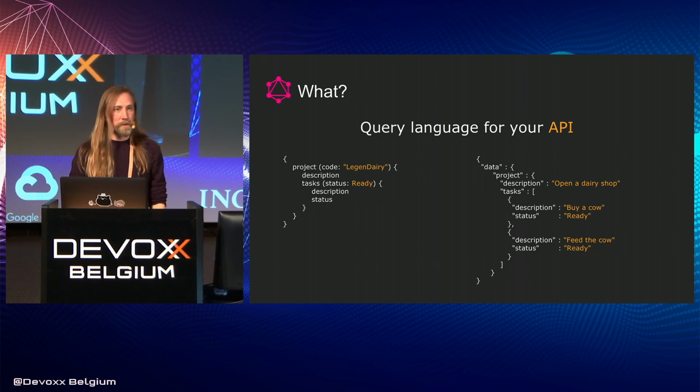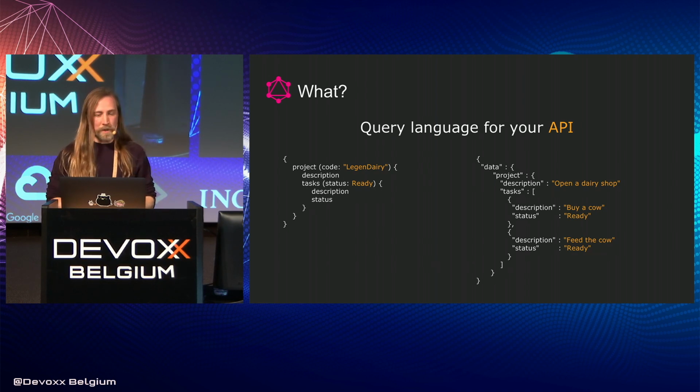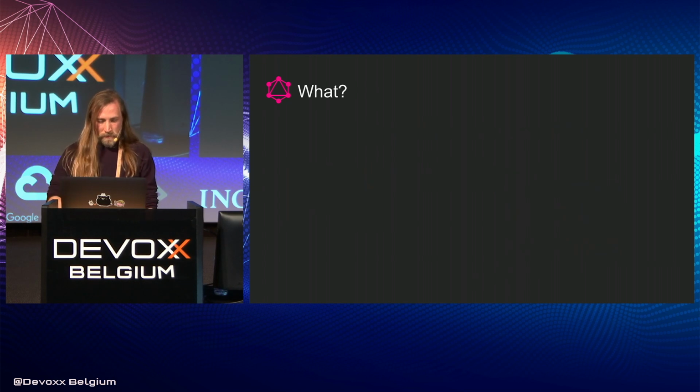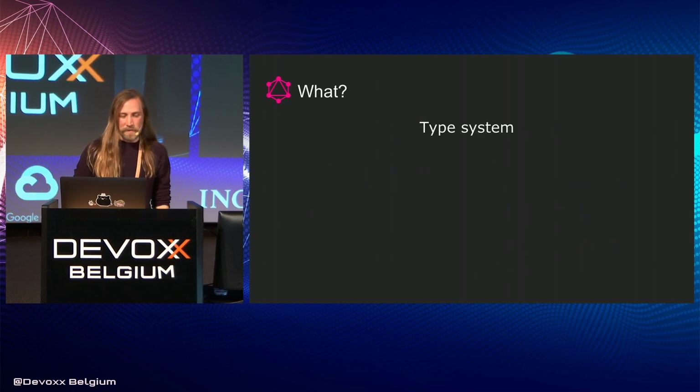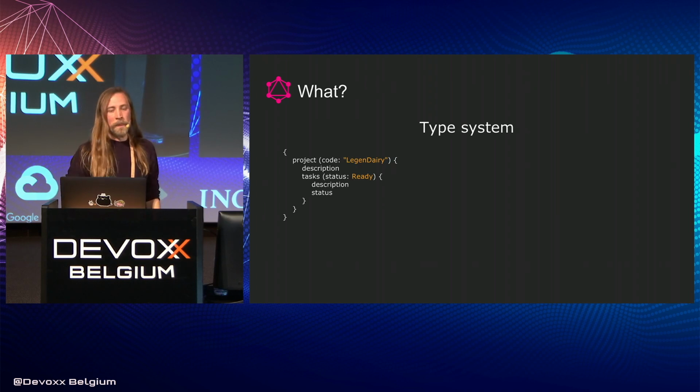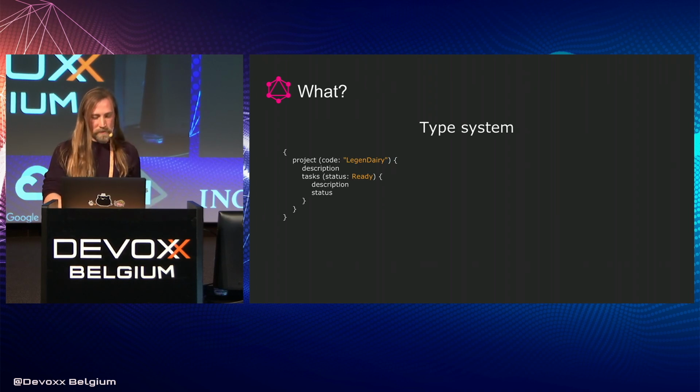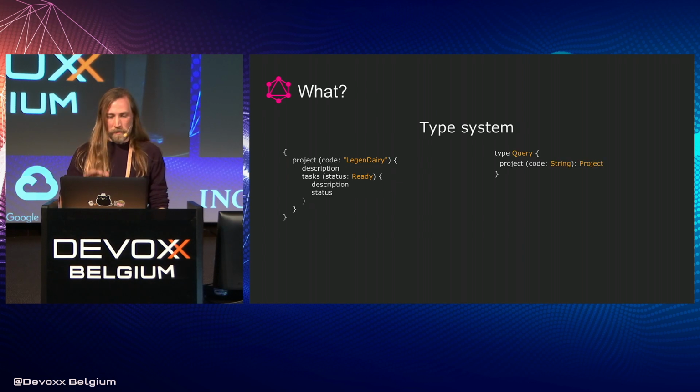It gets a result that looks pretty much the same in structure, but with values populated. So if the query is JSON with no values, the result is, well, regular JSON. It also has a type system, which you may have already gathered from the previous slide. So for a query like this, the types would look maybe like this.